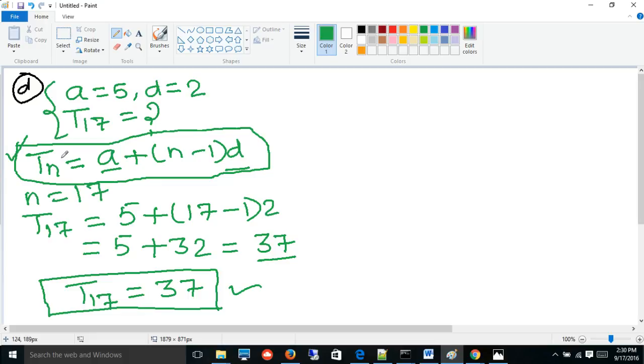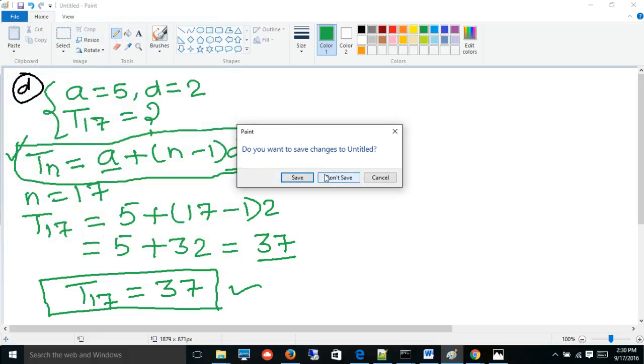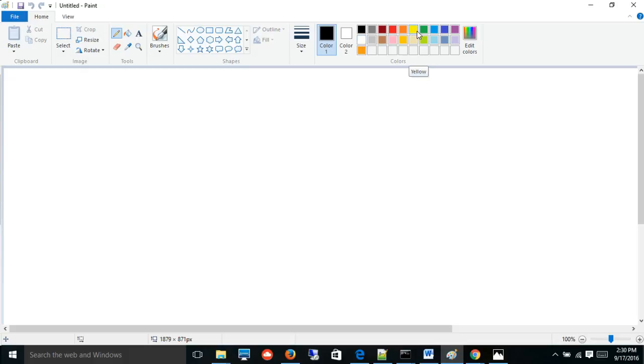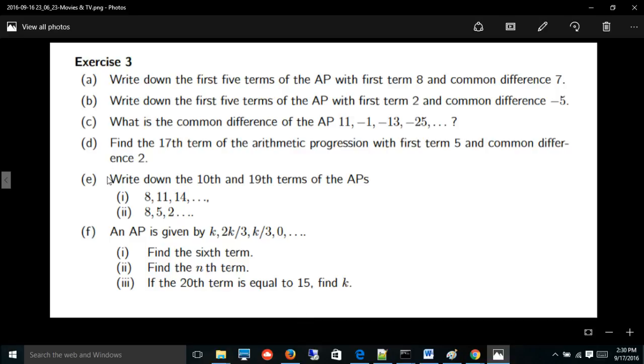So this is all about question number D. Now I will move to question number E. What is question number E saying? Let's see. Question E is saying: write down the 10th and 19th terms of this series. I think this is a pretty simple question. It has two parts, first and second. I will explain one and the other you have to do by yourself. So what is given here? The series 8, 11, 14, and so on, and we have to calculate T10 and T19.